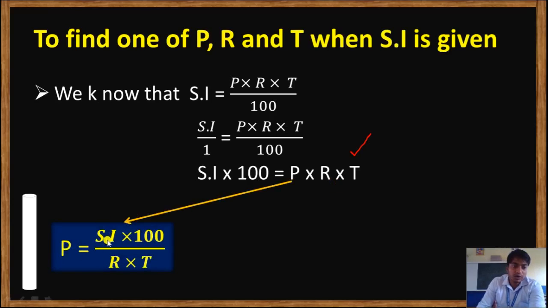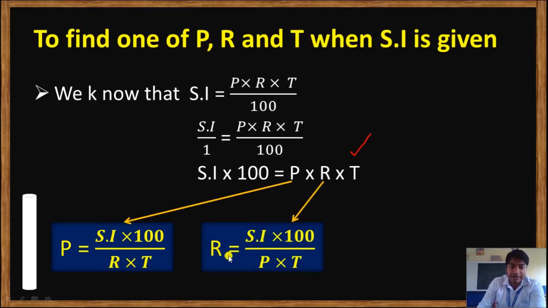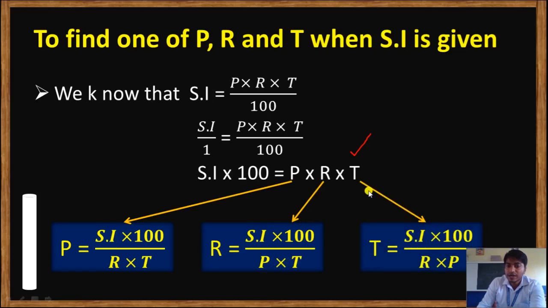So principal equals simple interest into 100 by rate into time. In the same way, rate equals simple interest into 100 by principal into time. And time equals simple interest into 100 by rate into principal. Understood? So these are the formulas to find principal, rate and time. This you have to learn.